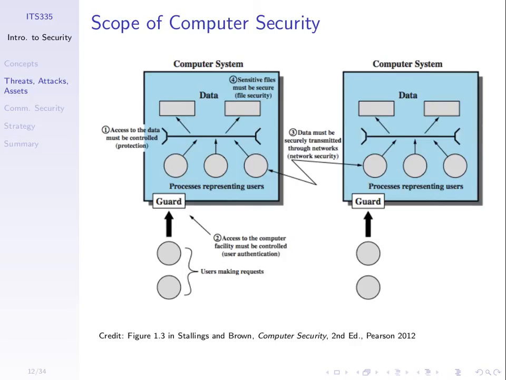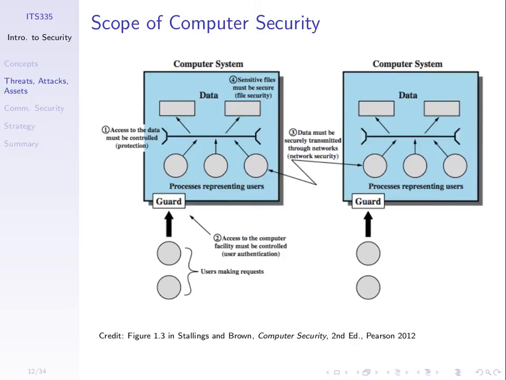We have human users. That's these circles down here. So this is the physical computer. Here's the human user. The users use the computer system to do something, to access files, to communicate with others. With regard to computer security, some things that we need to do is make sure that the access to the data on the computer system is controlled. We protect access to that data.